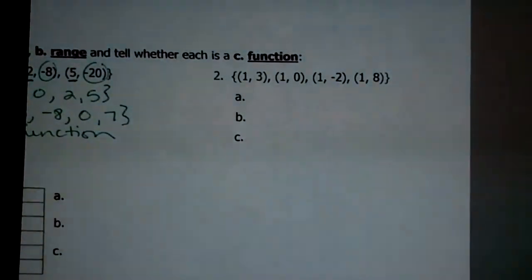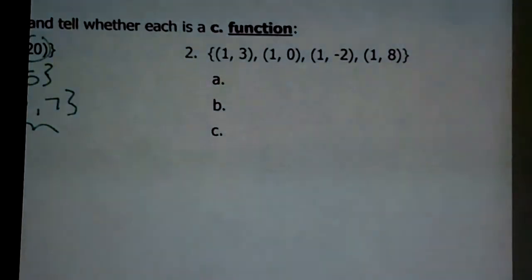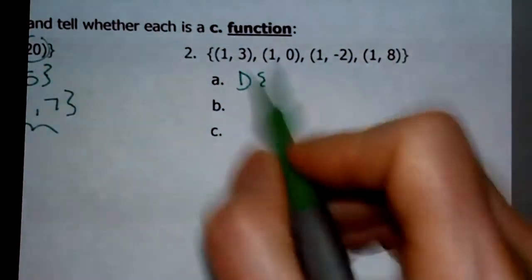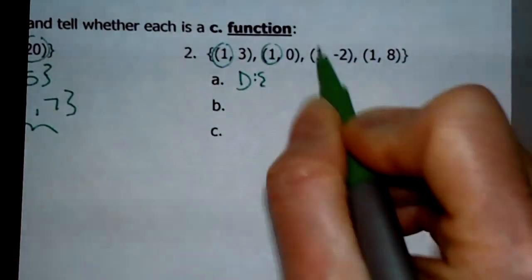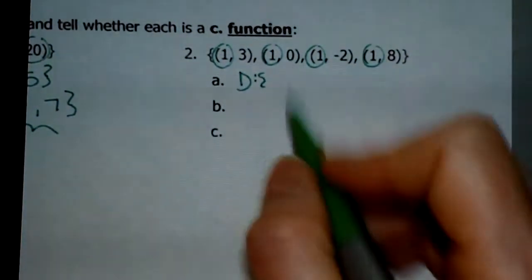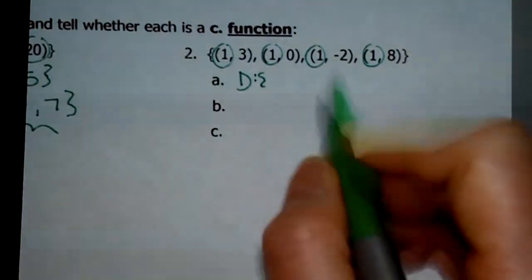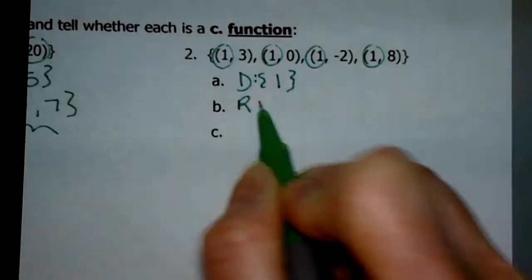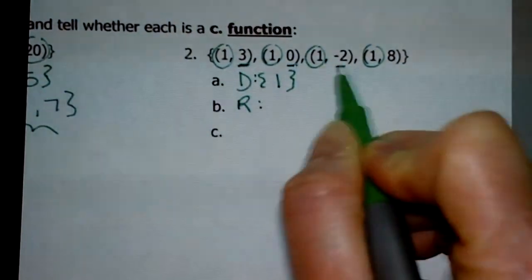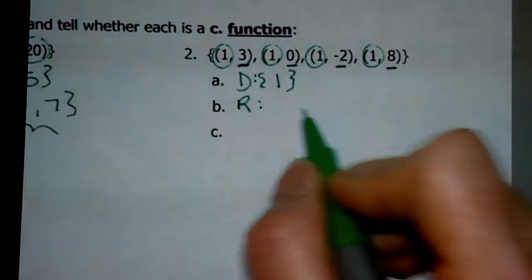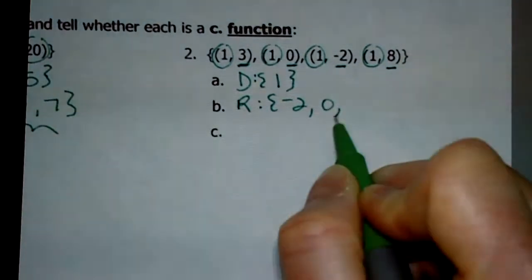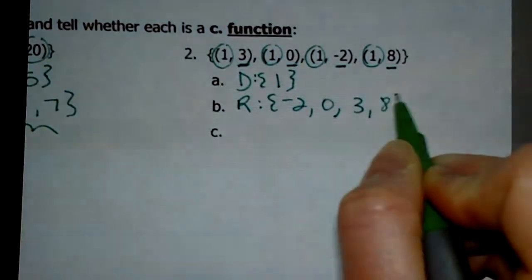All right, look at number 2. Same thing, and looking at this, I think I'm going to zoom in on yours just a little bit. All right, so my domain for this, when you look, I see 1, 1, 1, 1. Well, I don't have to list 4 ones here. I'm just going to write the number 1 because that's the only value I have in my domain. In the range, the lowest one I see is a -2. And then we have a 0, and we have a 3, and we have an 8.